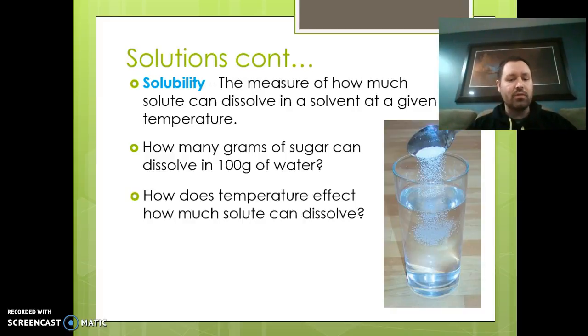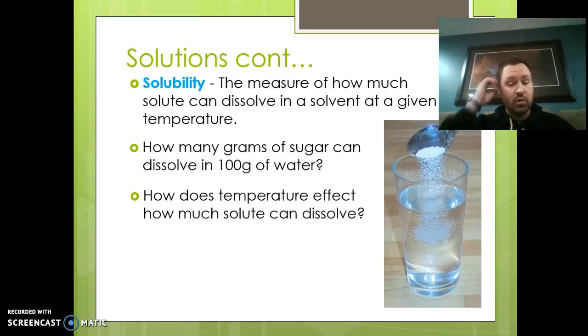But how does the temperature affect this? How much solute can dissolve? So think about this for a second. How could you dissolve more sugar in that water? Well, if you heat it up, you can. You ever make Jell-O before? If you've made Jell-O, you actually have to heat up the water so you can cram even more solute in there. So the temperature changes how much solute you can actually fit.